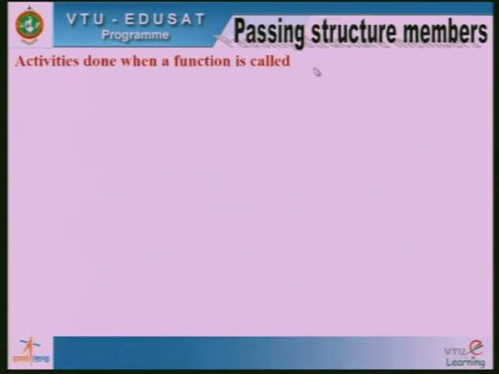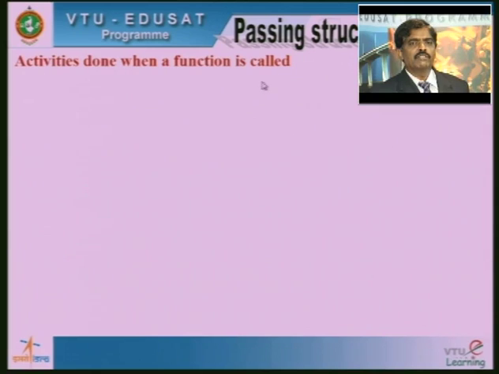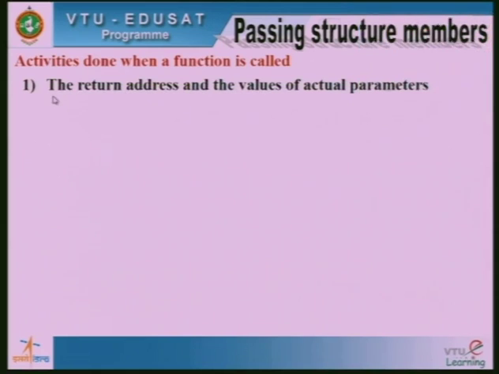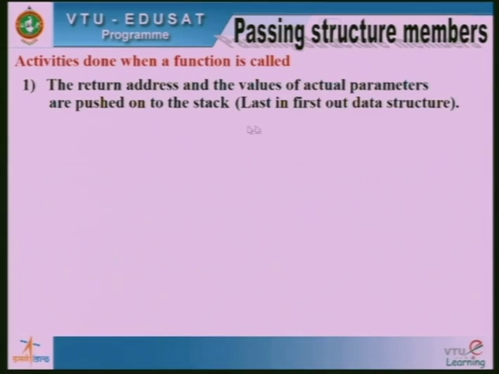Now tell me what are all the activities? Activities done when a function is called are: first one, the return address and the values of actual parameters are pushed onto the stack. That is, the last in first out data structure is called stack. What is a stack? That we explain in the later classes.